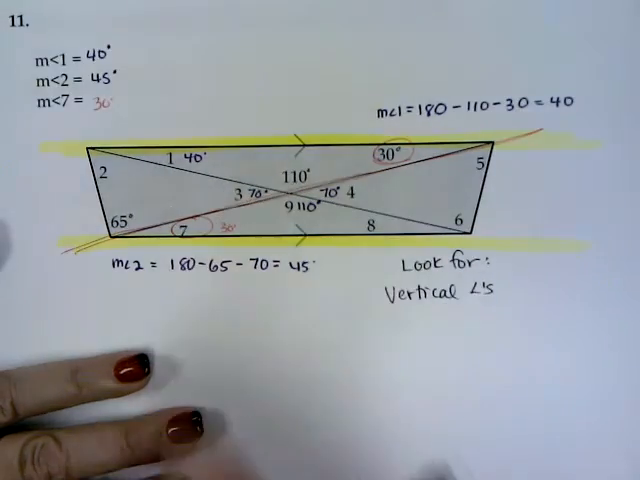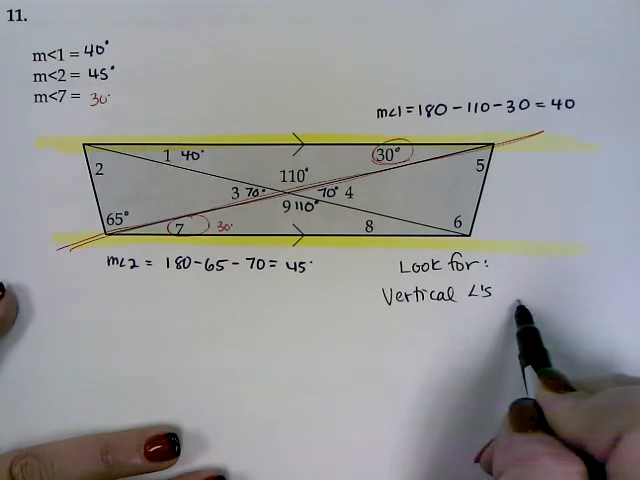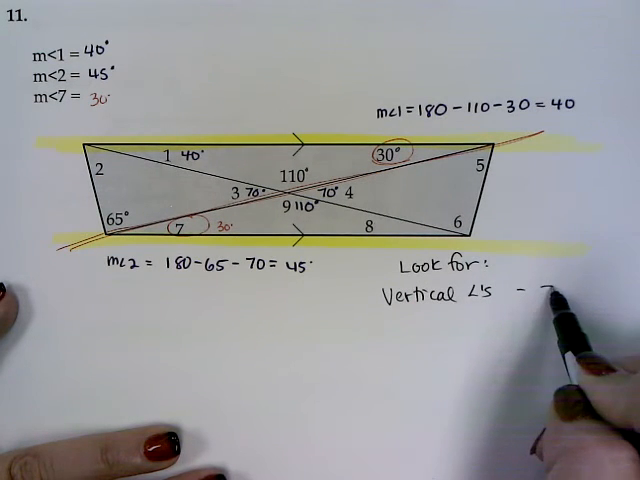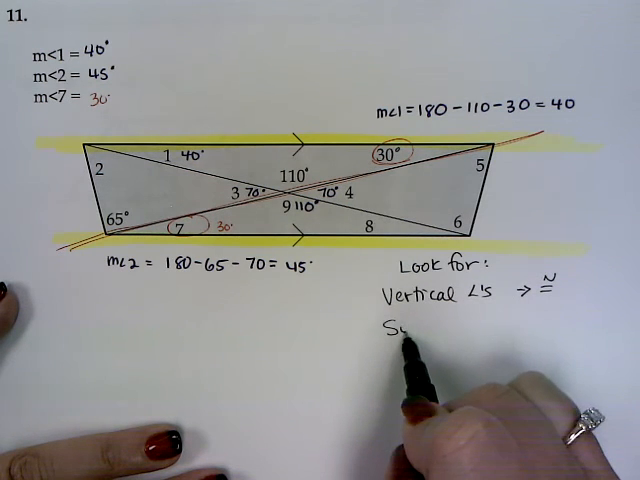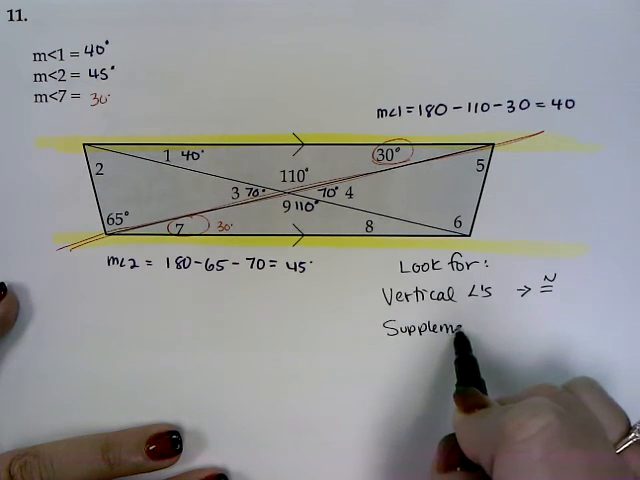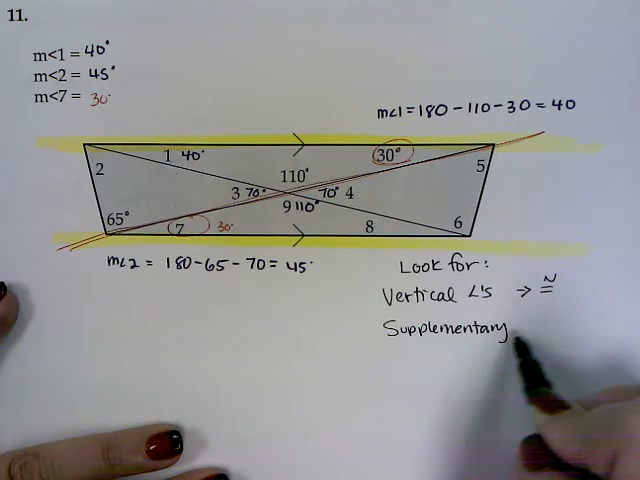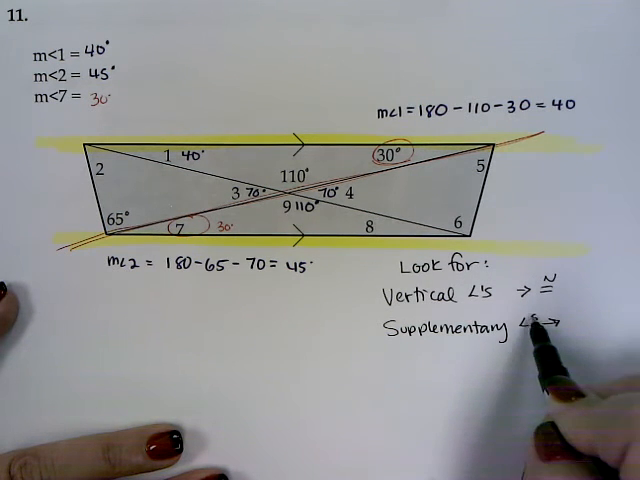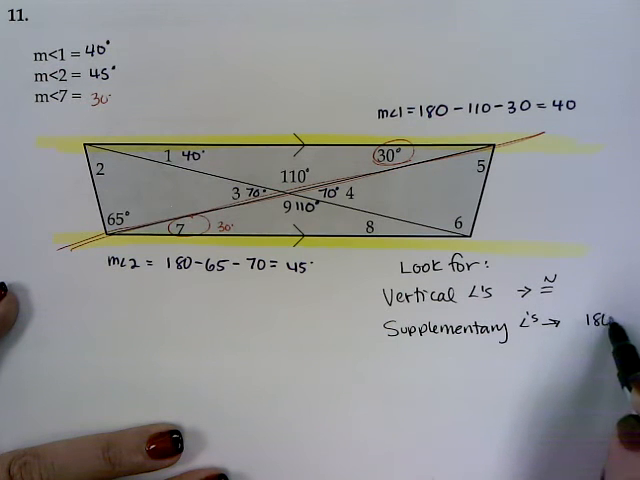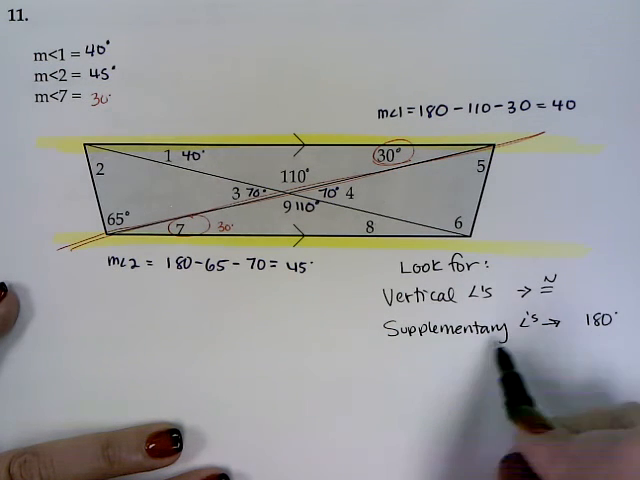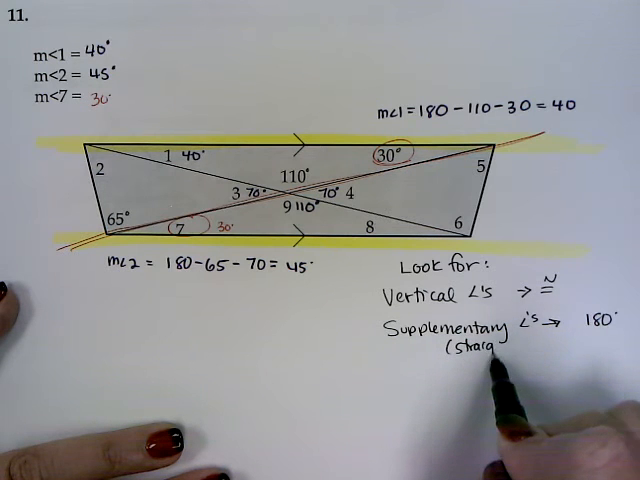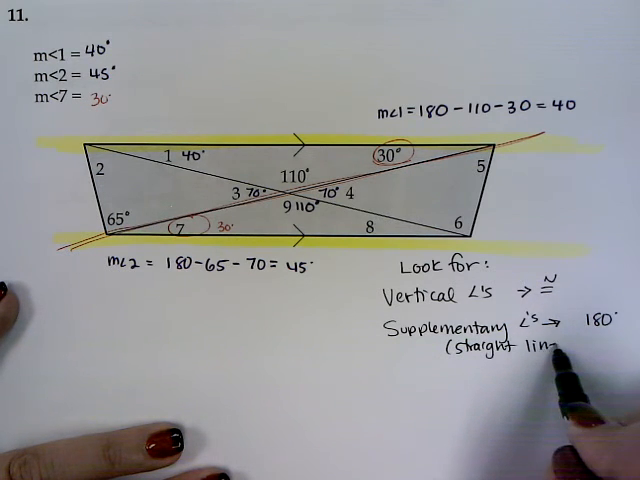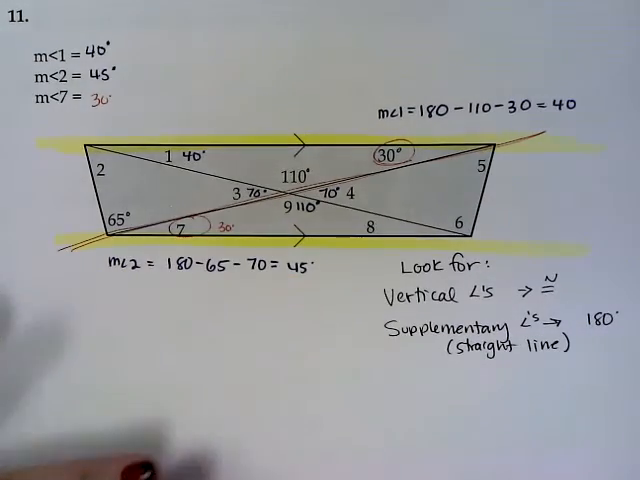Because you will have one similar to this on your test. So I look for my vertical angles because they're congruent. Then I look for my supplementary angles, because they equal 180 and they're always going to be a straight line. When I talk about supplementary, I'm talking about the straight line. So more of a linear pair than supplementary, more of a linear pair.